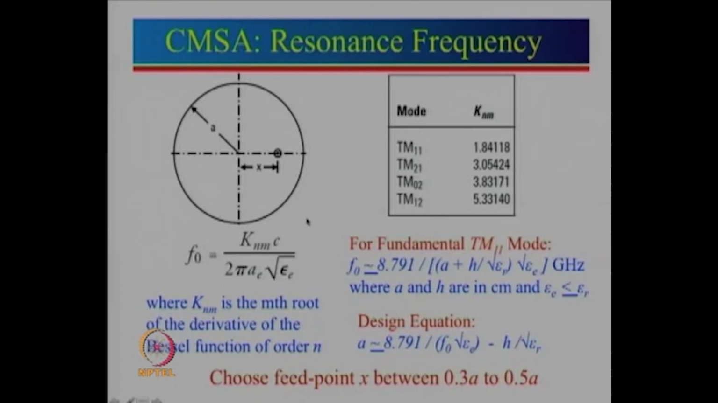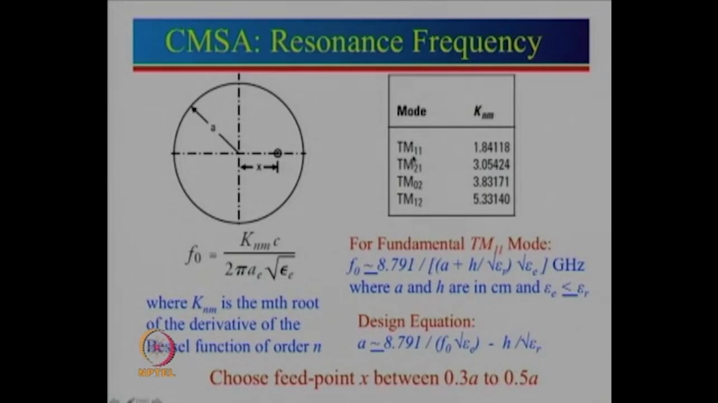So, for rectangular dimension, generally speaking, the field variation is defined by the sine or cosine, but over here we have to take sine of sine, which is defined in terms of Bessel function, and the whole thing then is governed by the Bessel function of the different orders. So, this is how we need to do it, and here I have given the value of the KNM, which is again mth root of derivative.